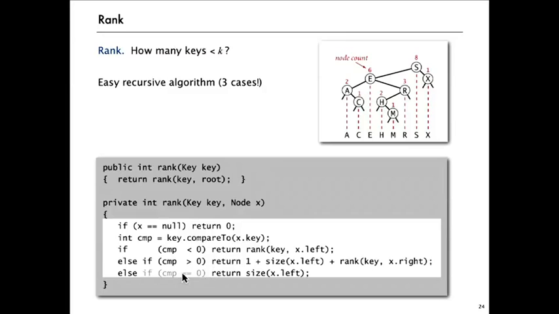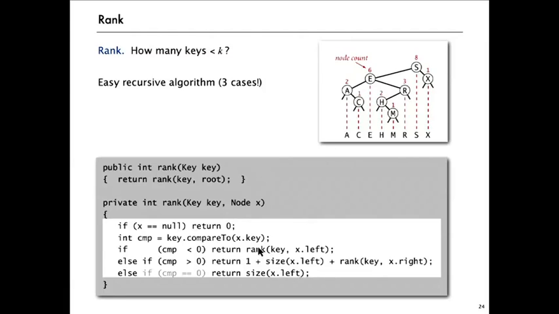One of the easy ones is if our key is equal to the key at the current node, then the number of keys less than our key is the size of the left subtree of that node. So if we're looking for the rank of E, say, how many keys are there less than E? There's exactly 2. That's by definition in the data structure. That's the number of keys that are less than E. So that's that one for rank.